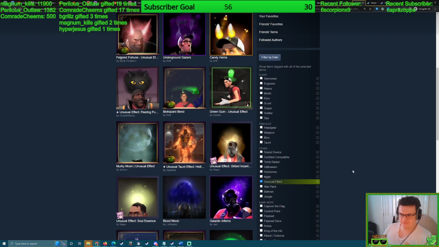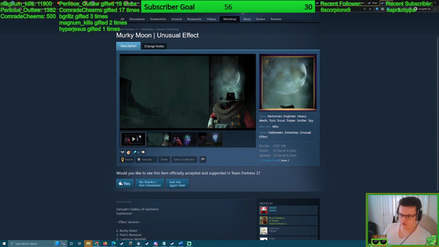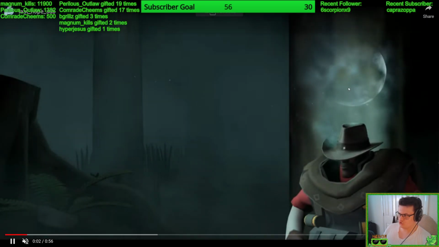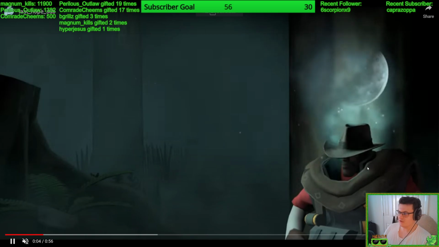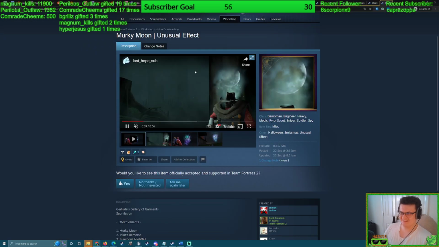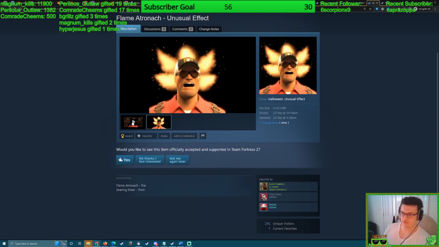It seems to have been moved. But look at this huge moon. Murky moon. Look at the size of this. Huge. Huge. And that would be a God tier effect. Is it extra interesting looking? It doesn't matter. It's huge. That's mostly what gets away with being much more in demand. But that looks cool as well.